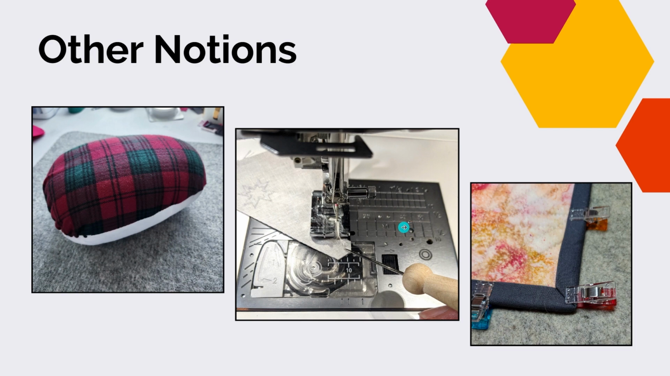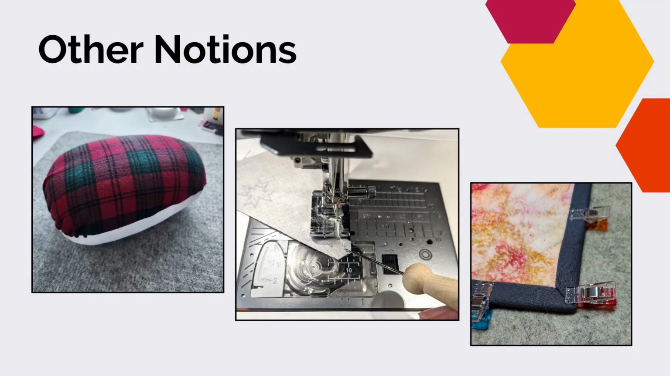Another one that's really helpful is a stiletto. That's this thing coming in. It's basically just a metal pointy object with a handle on it. The critical thing here for me is that you make sure you get a metal one. The plastic ones do not work nearly as well because they bend. I use these a lot for piecing.